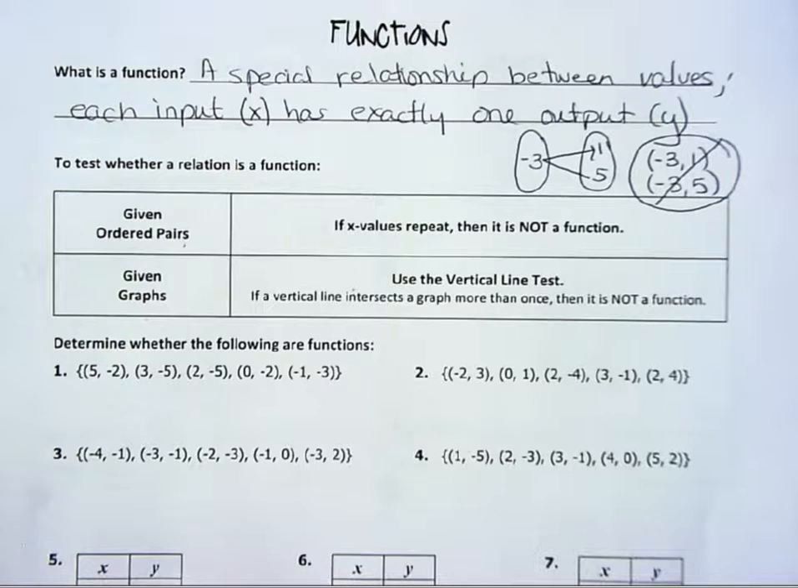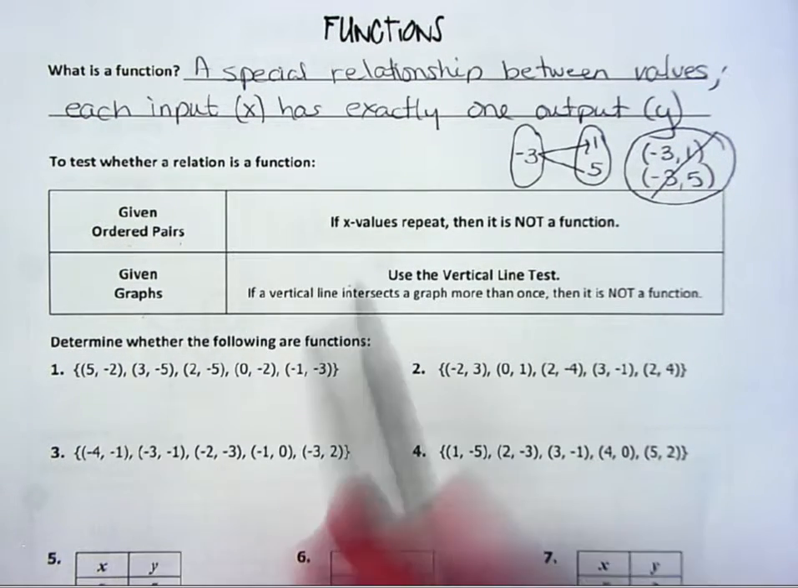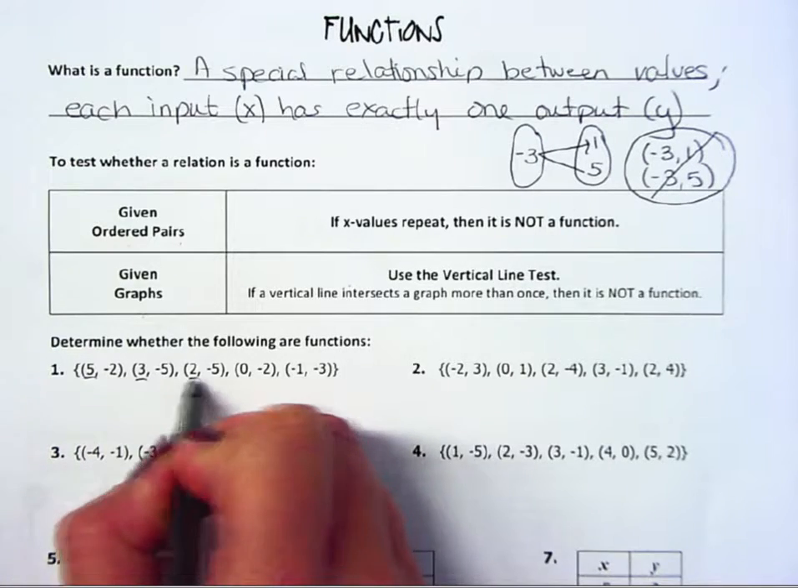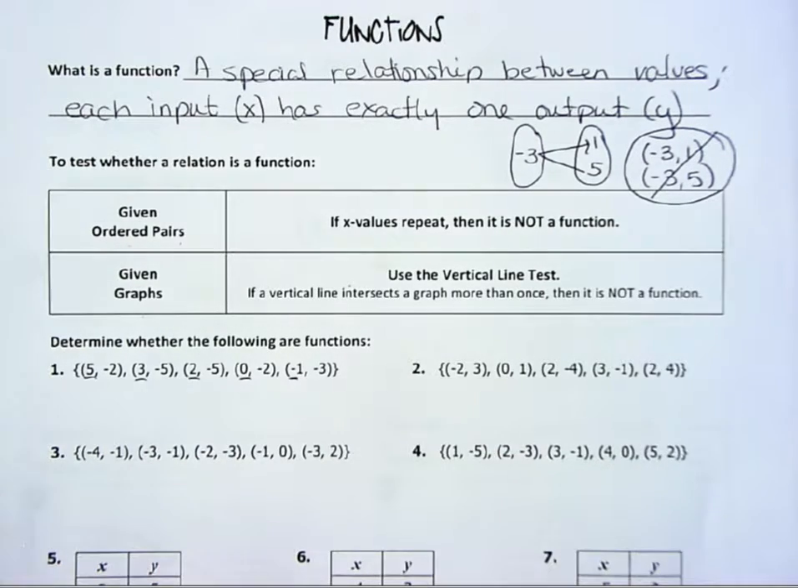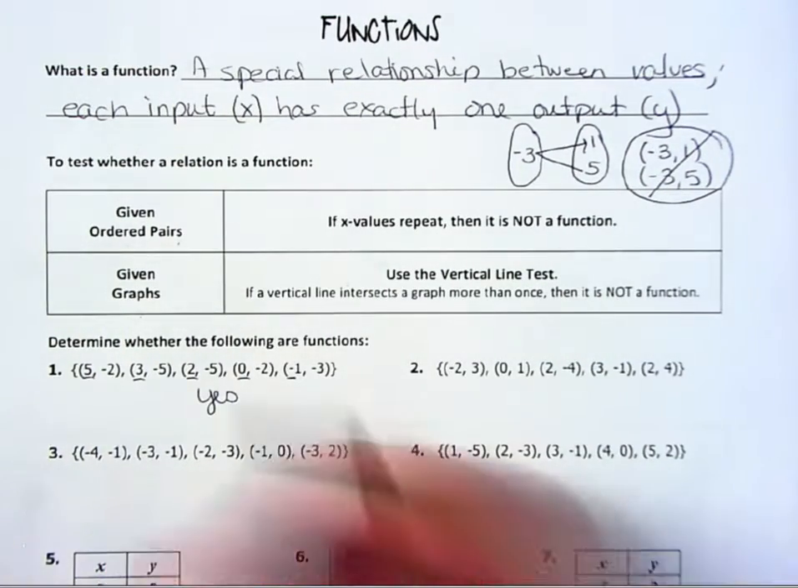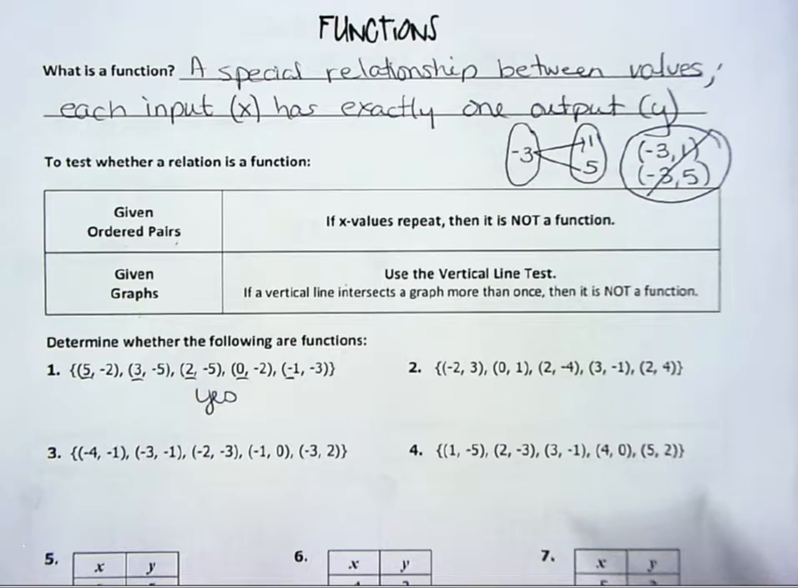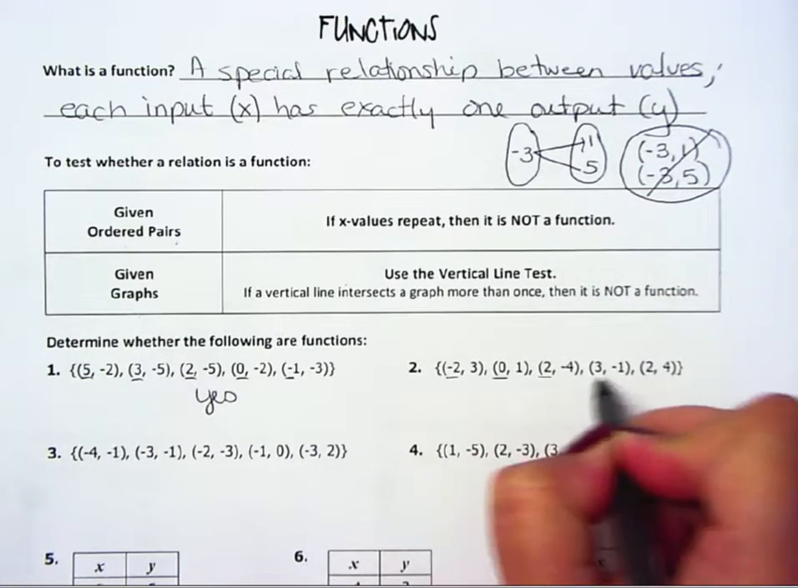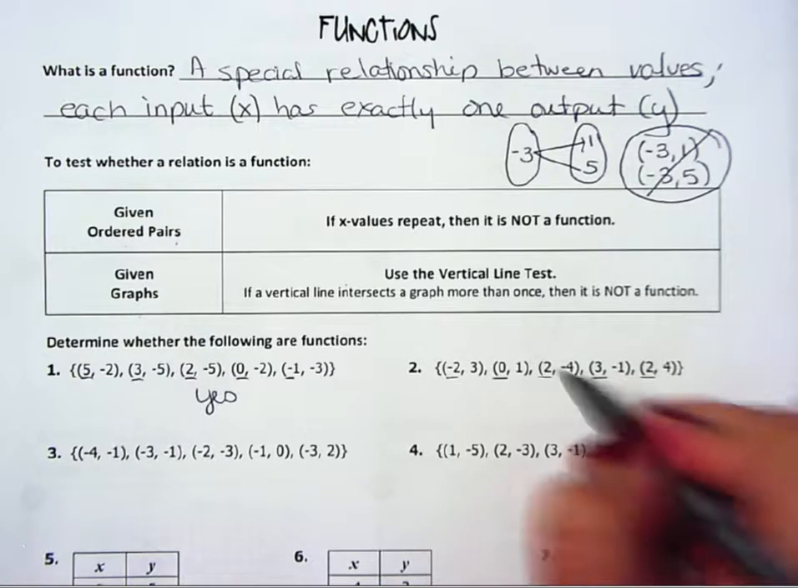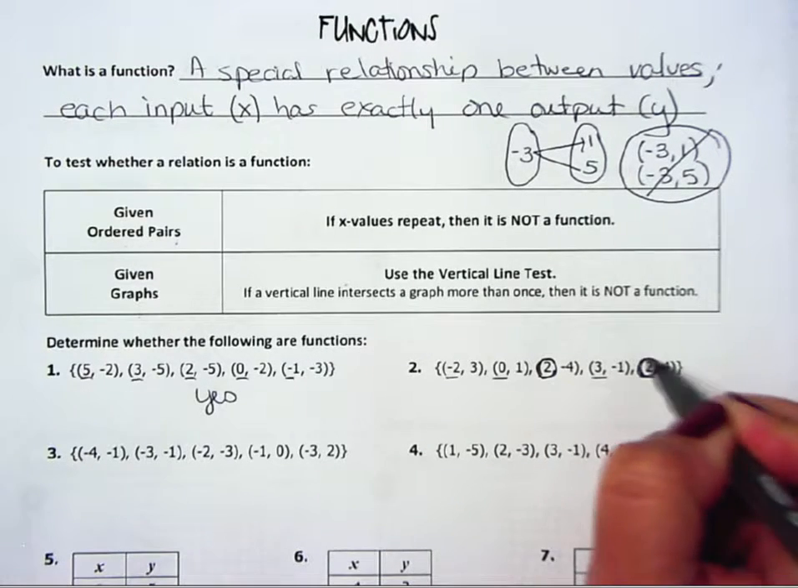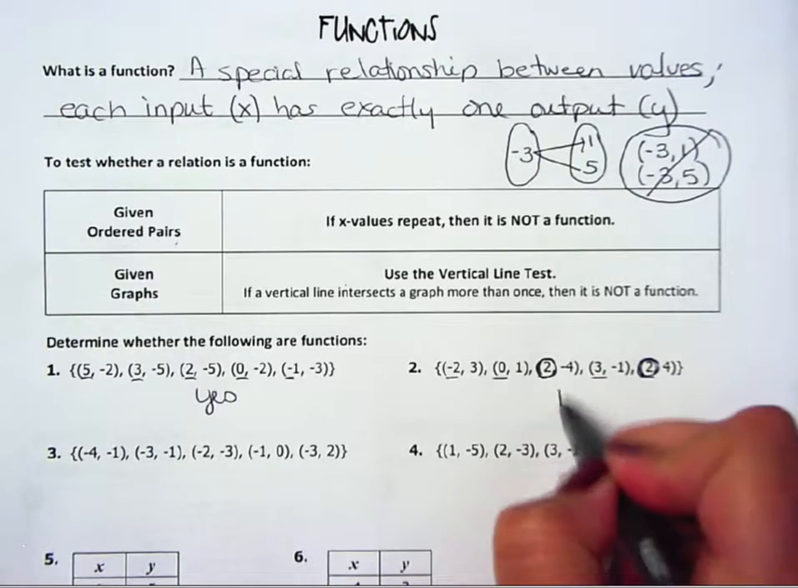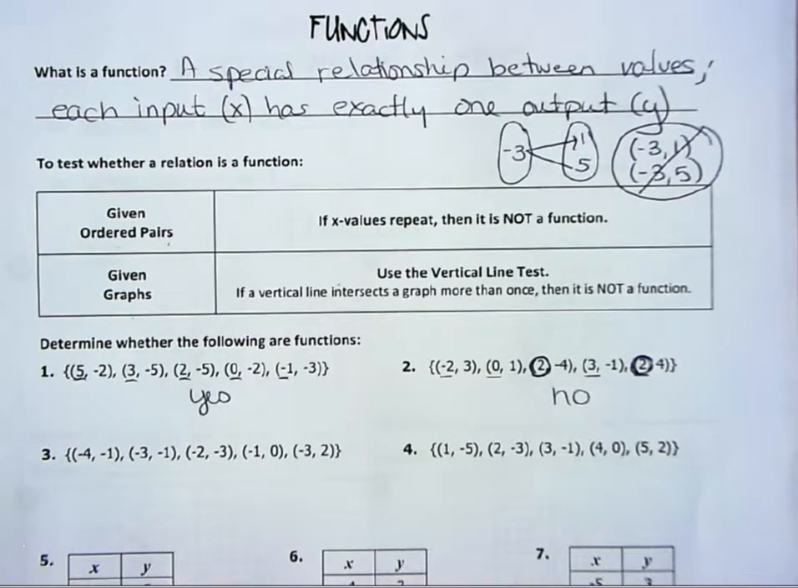If we're given ordered pairs, remember the way to check is if the x values repeat, then it's not a function. I'm going to scan through the points and look at my x values, and since none of my x values repeat, this is a function. In number 2, I have an x value of 2 here and also an x value of 2 here. Because the x values repeat, that is not a function. I'll leave numbers 3 and 4 for you to look through and determine if they are functions or not.